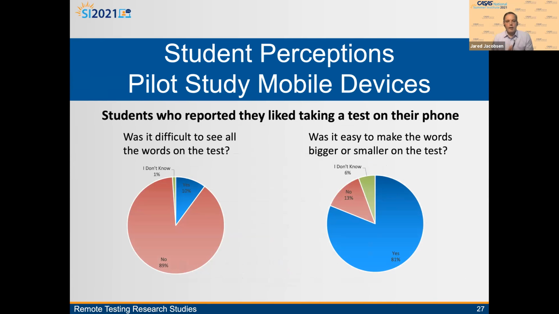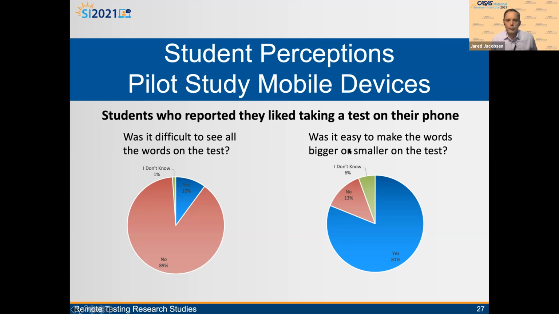Here we go. Students who reported they liked taking a test on their phone. Was it difficult to see all the words on the test? So what we wanted to look at here was those that reported that they liked taking the test on their phone, and in terms of some of the technical aspects of that, what did they report? Almost 90% said that there was no difficulty seeing the words on the test. And a small proportion, 10%, said there was. So all in all, those that reported liking the test on their phone, as we would expect, did not have difficulty seeing the words on the test.